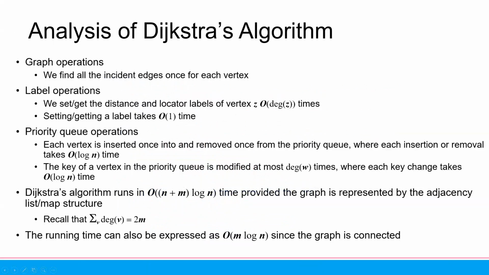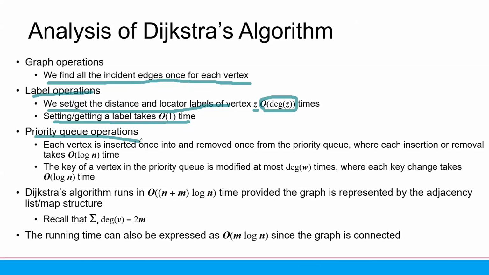The Dijkstra algorithm involves graph operations and label operations. So we find all the incident edges once for every vertex. And for the label operations, we set or get the distance and locate the label of vertex Z. The worst case performance will be the degree of Z. And if we want to set a label, it is only O(1), so only a one-time operation.